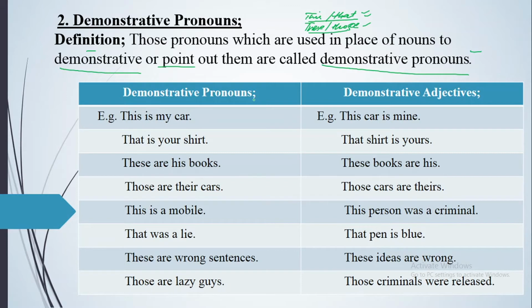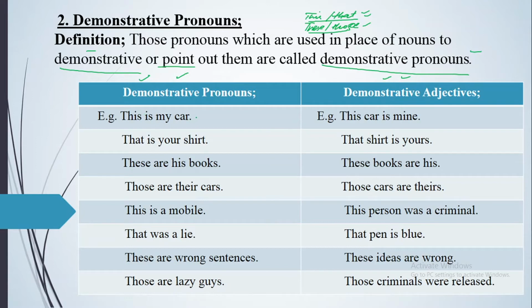They also work as demonstrative adjectives. Demonstrative adjectives we will learn in adjectives, but here I will clear your concept. What is the difference between the both? How can you recognize whether it is a demonstrative pronoun or a demonstrative adjective? Demonstrative pronouns are used in place of nouns to demonstrate them, and demonstrative adjectives are used to point out the nouns. Clear?